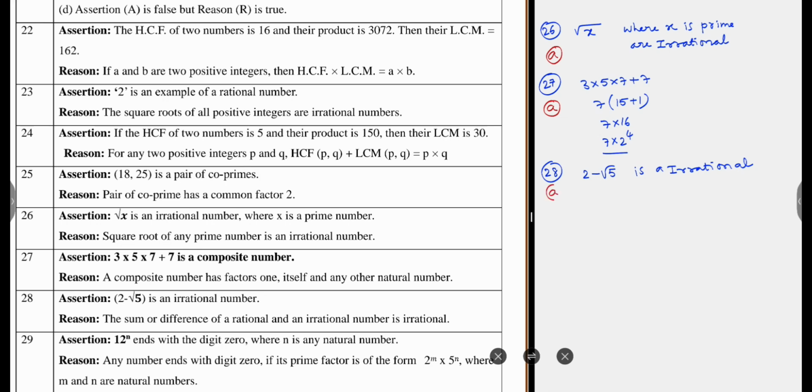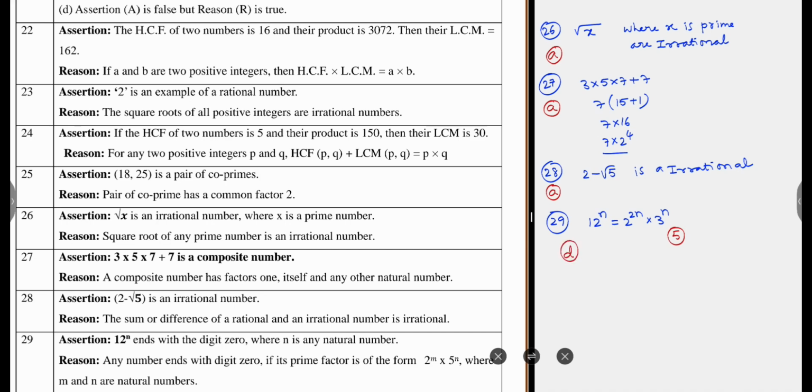This we already discussed. One problem came before. I already told you, sum, difference, product, quotient of one rational and one irrational is always irrational. That is true. Next question number 29. 12 power n ends with the digit 0 where n is a natural number. False, because 12 power n is 2 power 2n into 3 power n. Since there is no prime factor 5 in this factorization, it cannot end with the digit 0 for any natural number n. So that is false. Assertion is false, reason is true. Option D.